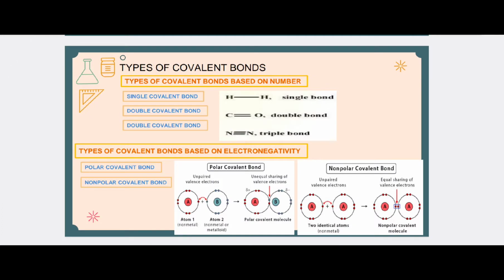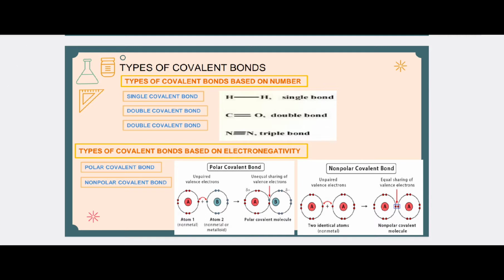Types of covalent bonds. Covalent bonds can be classified based on the number of shared electrons and the polarity of the bond formed between two atoms. Based on the number of shared electrons, a covalent bond may be classified as a single, double, or triple covalent bond. Based on the polarity of the bond formed, the covalent bond between two atoms can be polar or nonpolar.